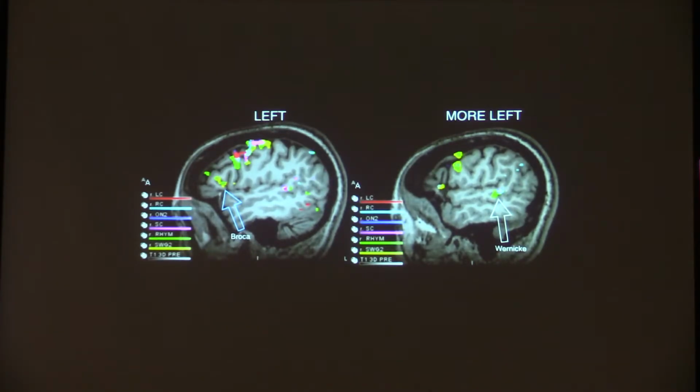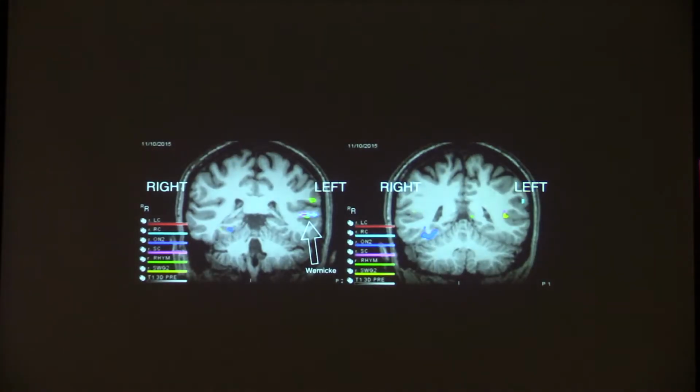When you look at the language activation on the left side of the brain, that blue arrow shows Broca's activation. And then more laterally, in the superior temporal gyrus, you see Wernicke's activation. The coronal images show the Wernicke's activation on the left side, and there was absolutely nothing on the right side. So this person is strongly left lateralized, with not that much going on on the opposite right side.